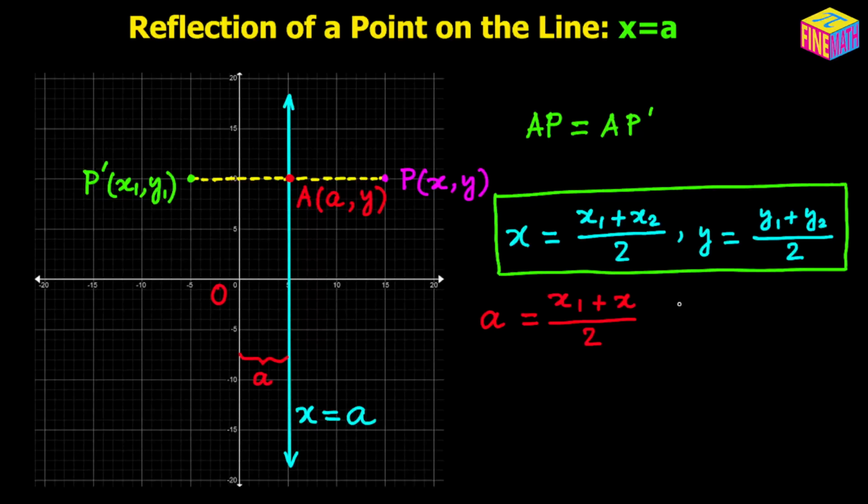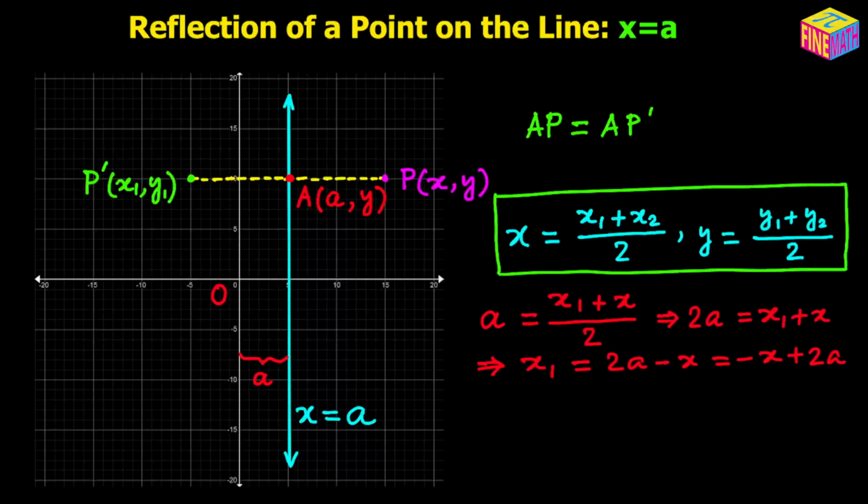So from here, can we do it like this? If we multiply both sides by 2, we get 2 times a on the left hand side, which is equal to x sub 1 plus x. And from here we can easily see that x sub 1 will be equal to 2 times a minus x, or we can even write it as negative x plus 2 times a.